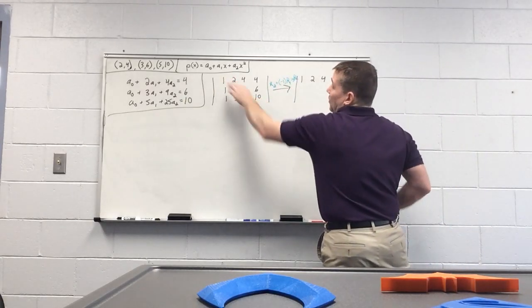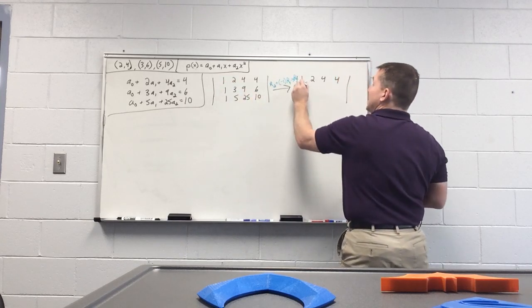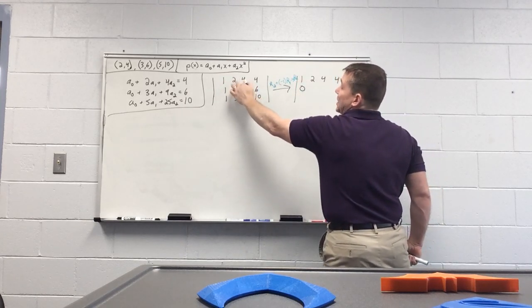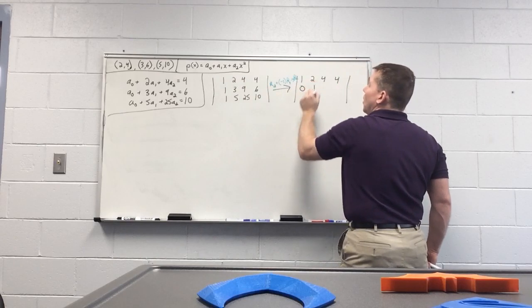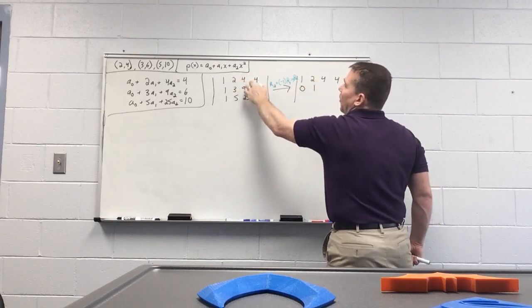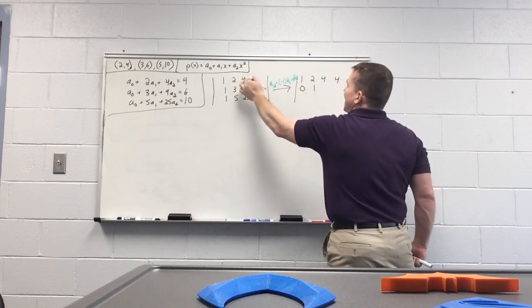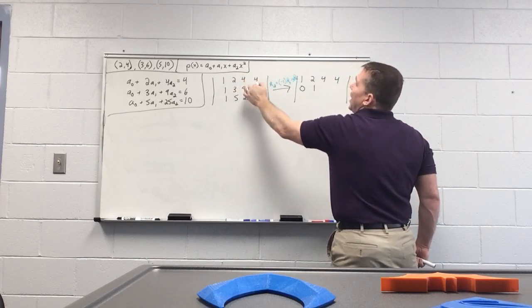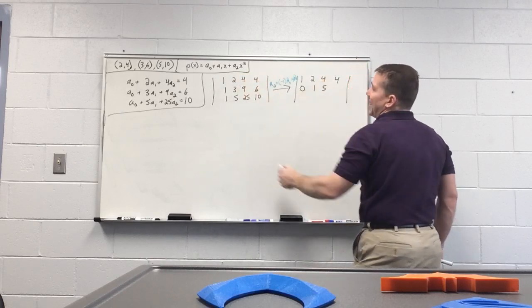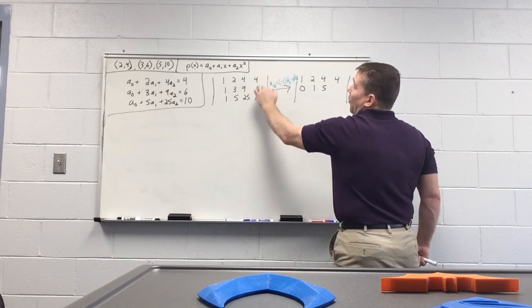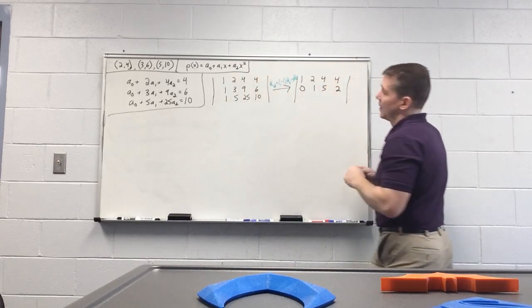So negative 1 times 1 is negative 1 plus 1, which is 0. Negative 1 times 2 is negative 2 plus 3. 3 minus 2 is 1. Negative 1 times 4 is equal to negative 4. Plus 9, 9 minus 4 is 5. Negative 1 times 4 is negative 4. 6 minus 4 is 2.